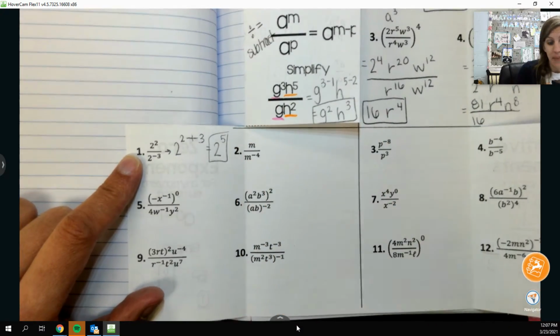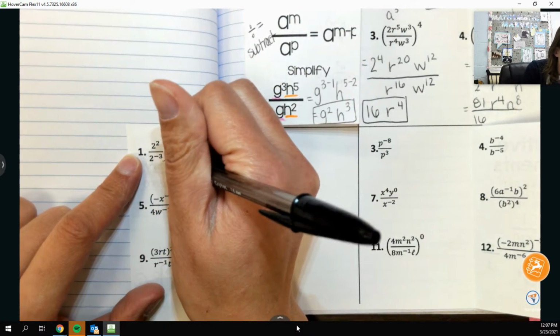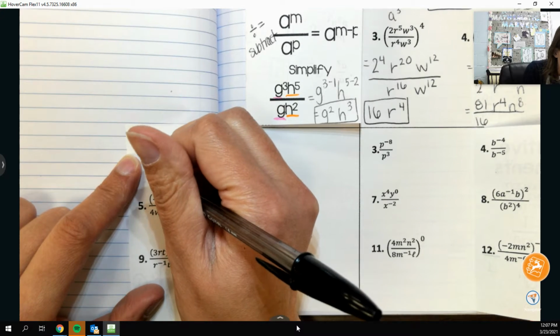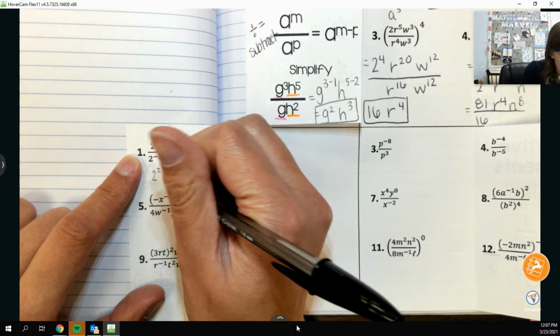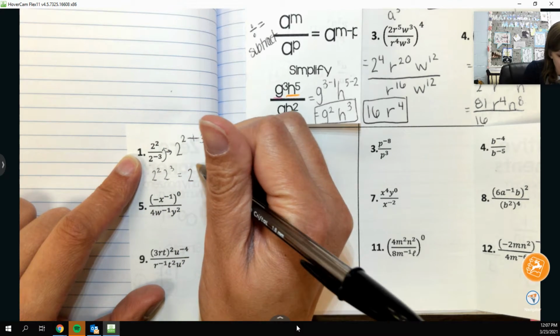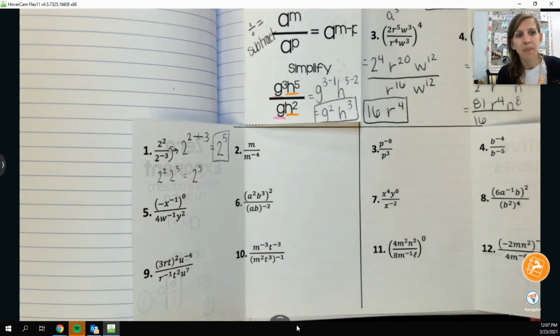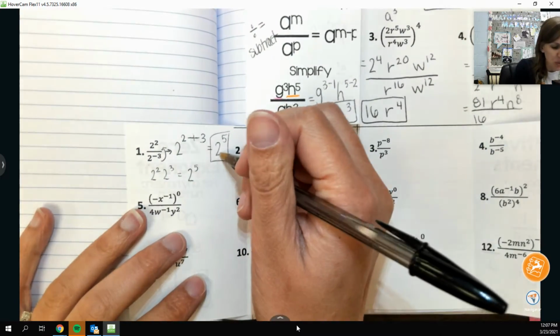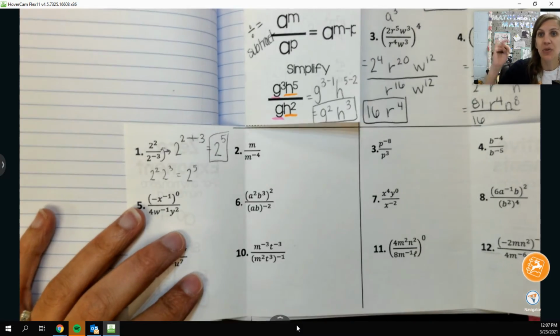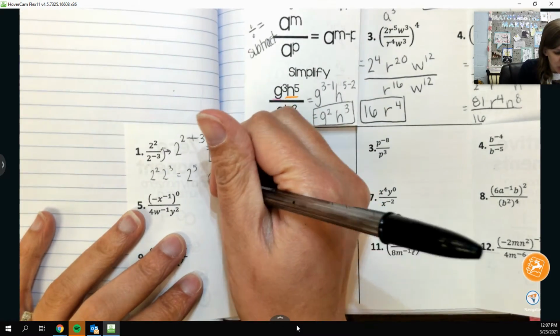Now, another way of thinking about it is that this negative needs to move up. And so then what we have is 2 to the 2nd and 2 to the 3rd, which since we're multiplying, we just add. So 2 to the 5th. Either way, we get 2 to the 5th, which is 2 times 2 times 2 times 2 times 2, which is 32.